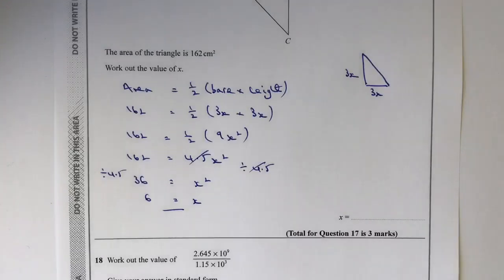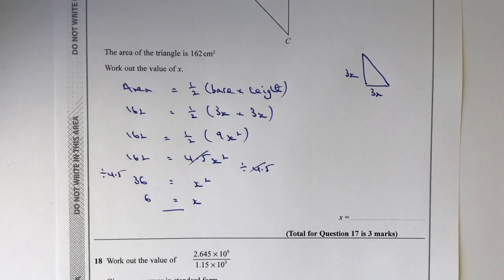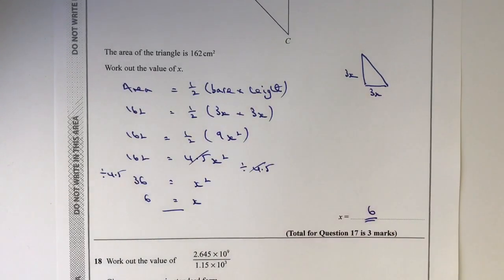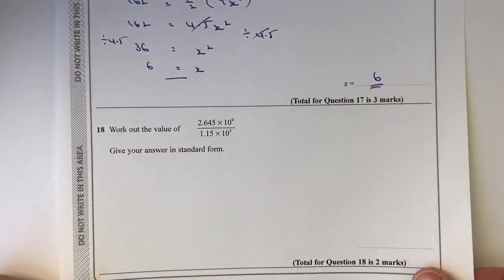Now you'll see that I've kept the x on the right hand side here, and one of the things that is very useful with algebra is to try to keep the unknown on the side that it's in, particularly if it's positive. So the value of x in this particular case will be 6. A little bit of a tricky question, but you need to just apply the formula through. Question number 18, work out the value of.